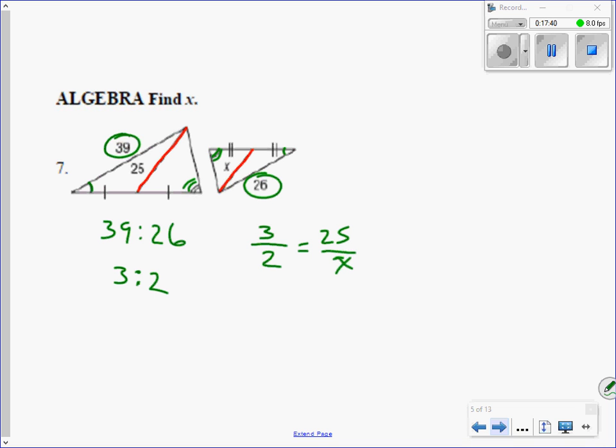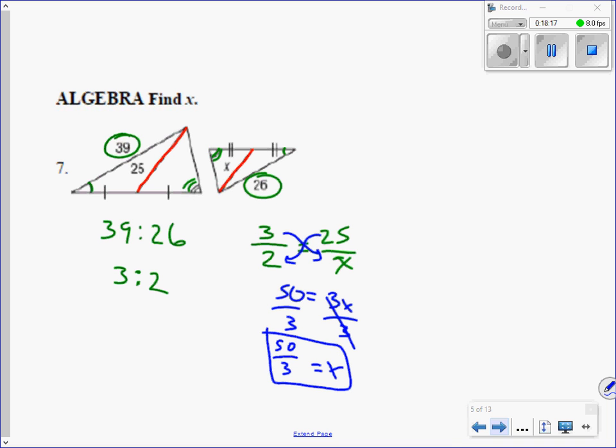I see what I did. The medians are just like the sides as far as scale factors are concerned. Cross multiply. 3x equal to 50. Don't panic. Just because 50 is not evenly divisible by 3, it's okay. We get a decimal, it's okay. Or we can leave it as a fraction. I don't care. Either way. If 50 over 3 can't be reduced, I don't mind leaving it just like that.